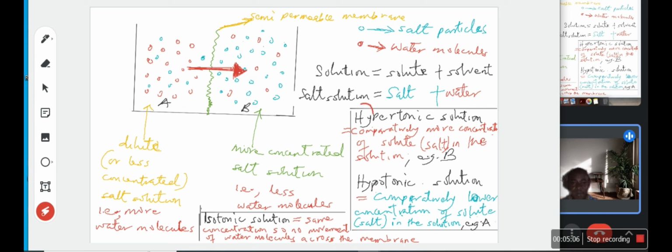Now, that's for hypertonic and hypotonic solutions. Now, there's also isotonic. Isotonic, they have the same concentration, and because they have the same concentration, no movement of water molecules across the membrane, right? Yeah. All right. Now you need this understanding to answer practical questions on osmosis.